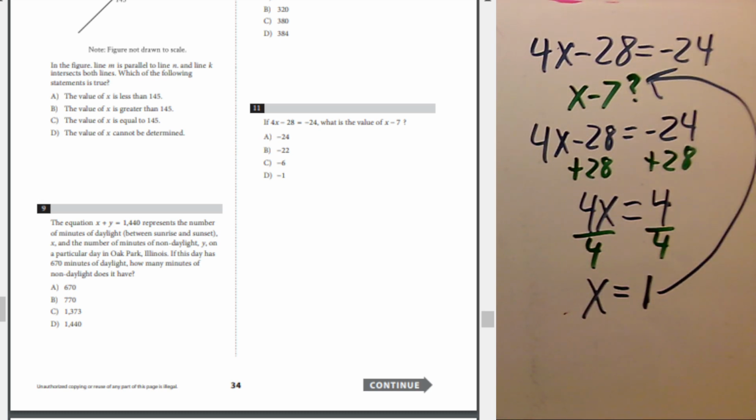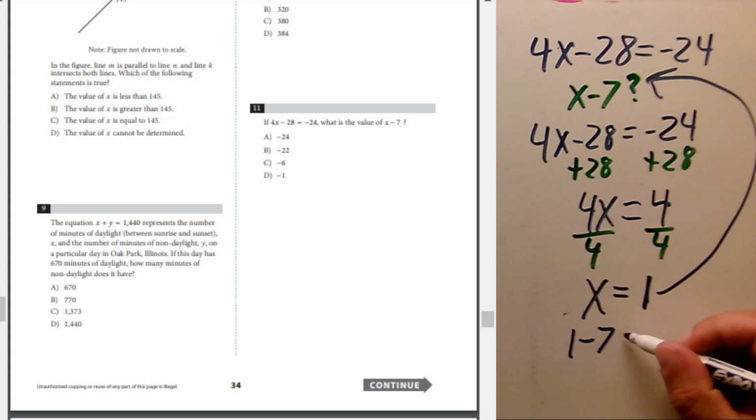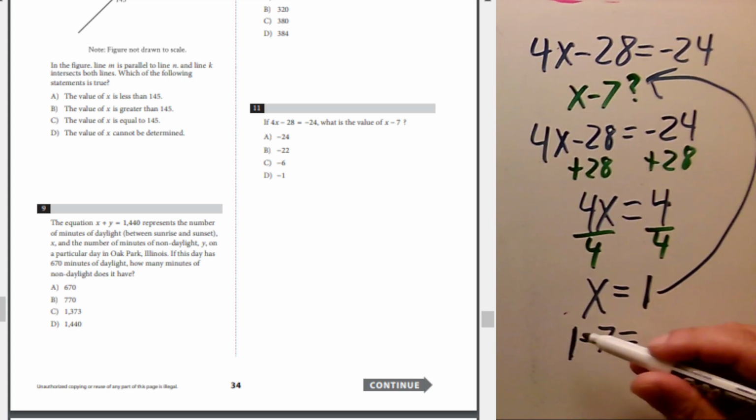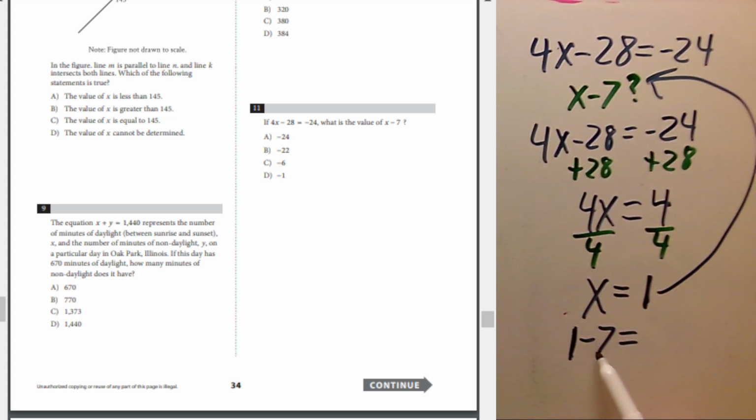So now 1 minus 7 equals, so the way I like to do these, you know this is going to be a negative answer because your negative number is bigger than your positive number. And so instead of doing 1 minus 7, it's kind of hard to think of. I do 7 minus 1, and that's way easier. 7 minus 1 is 6, and you know that answer is going to be negative. And so your answer is negative 6.